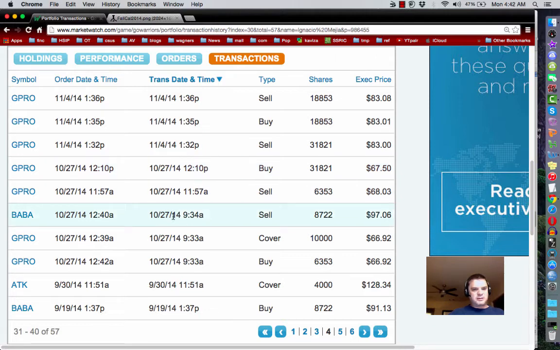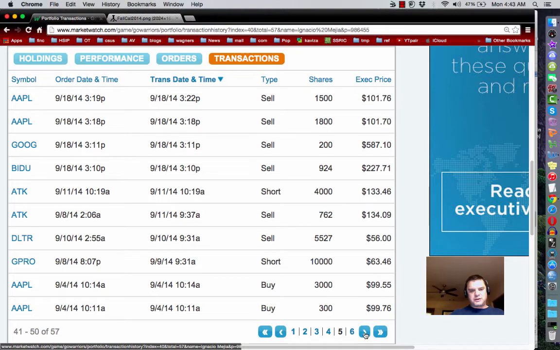Well, okay, Alibaba, 10:40 a.m., 9:34 a.m. Again, that's submitted after hours, went through at the market open or close to it. So that's also not a limit order or short sell or stop order. That's a market order most likely. So still haven't seen anything. All the timestamps are still matching up. So running out of observations here.